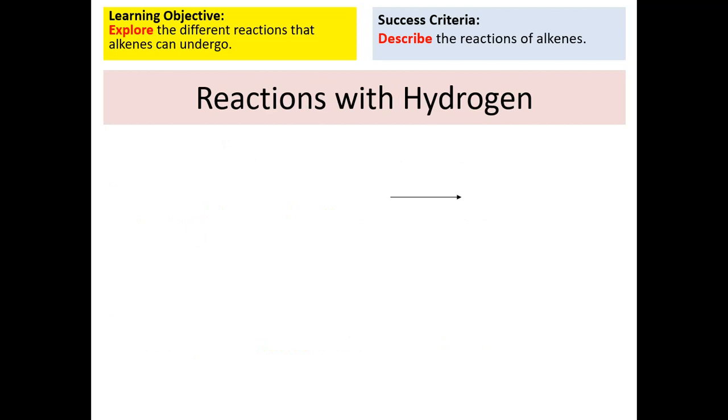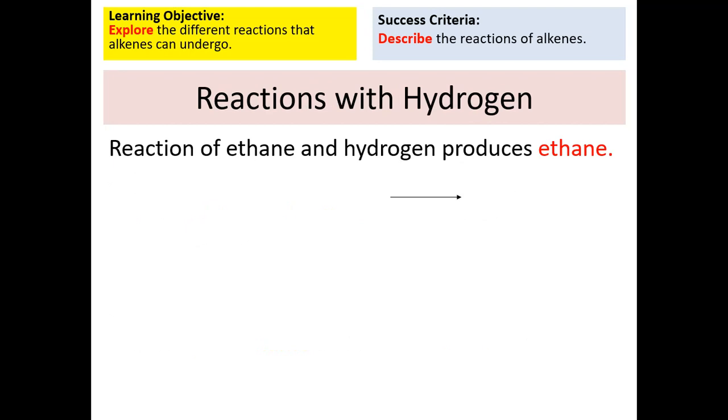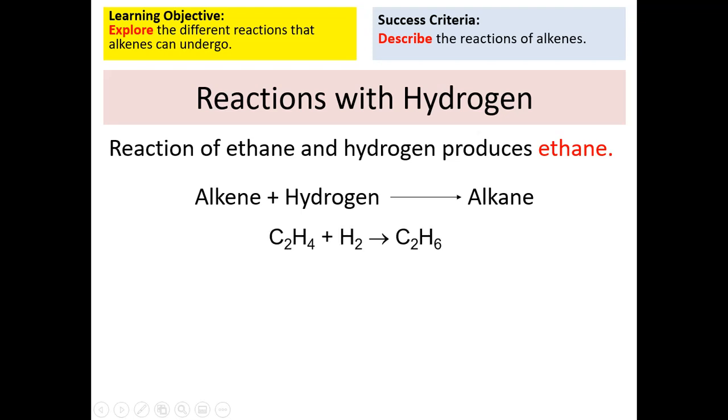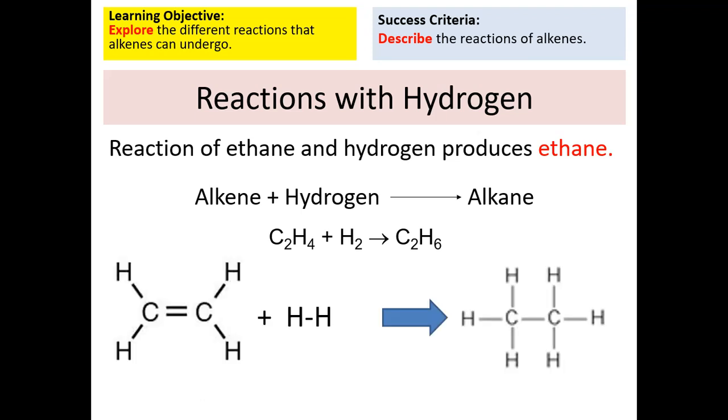They also undergo reactions with hydrogen. Okay, so the reaction of ethene and hydrogen produces ethane. So we've got an alkene plus hydrogen gives an alkane. So there you can see C2H4, that's ethene, plus H2, which is hydrogen, giving C2H6, which is ethane.